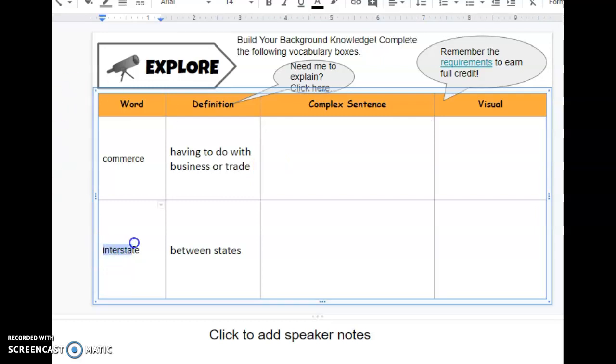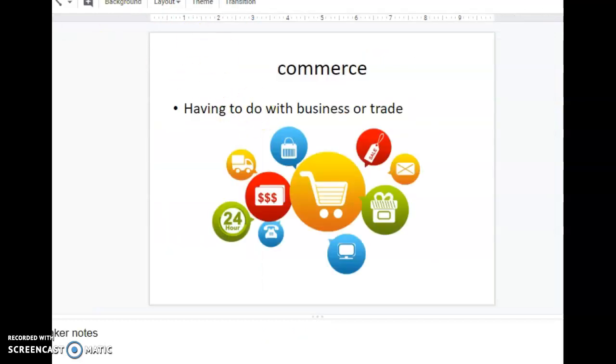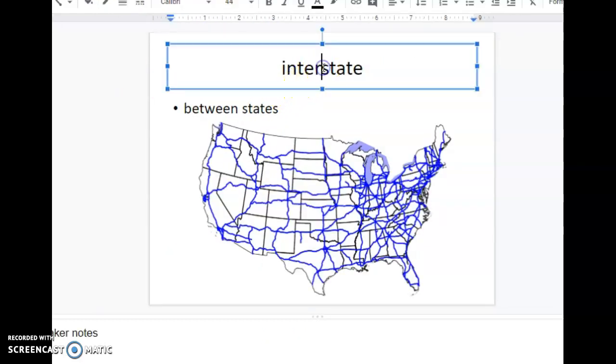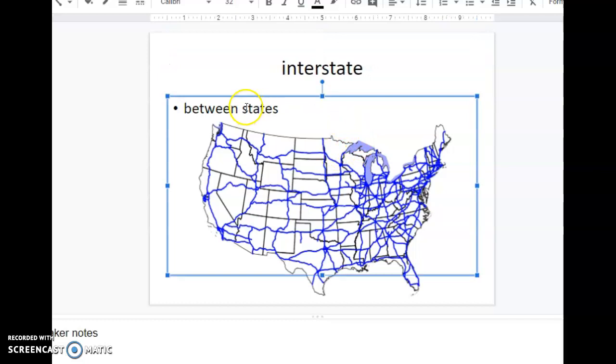On to interstate. Quite simply means between states, and you have the prefix inter separating this word from state. Inter meaning between. State is a political area with a government. So between states, something that is interstate.